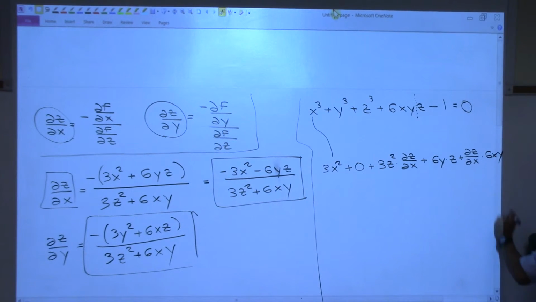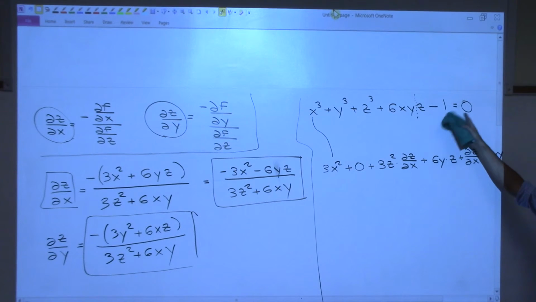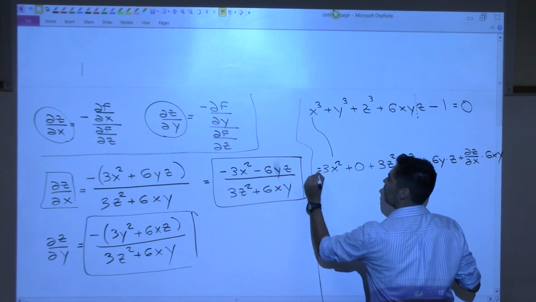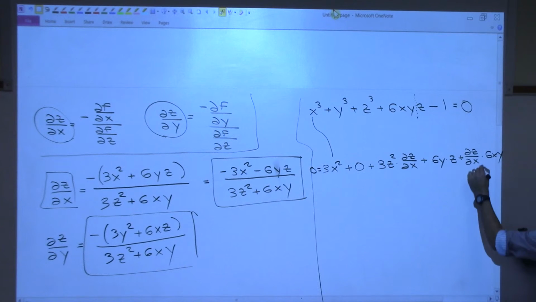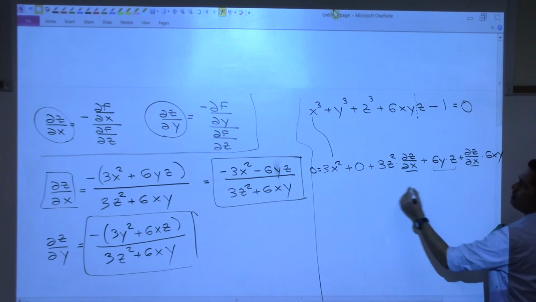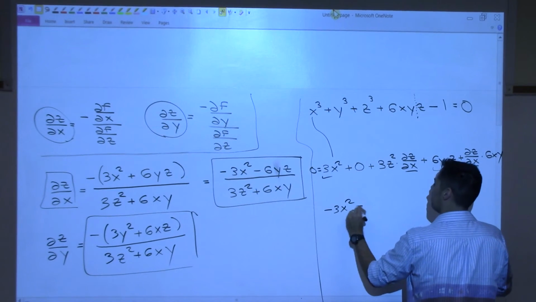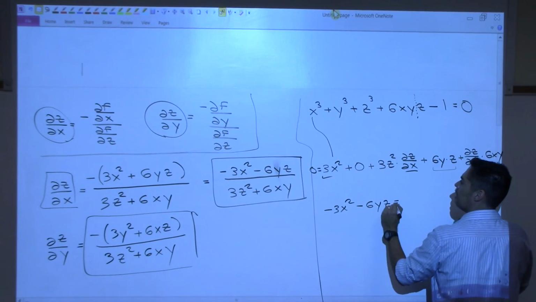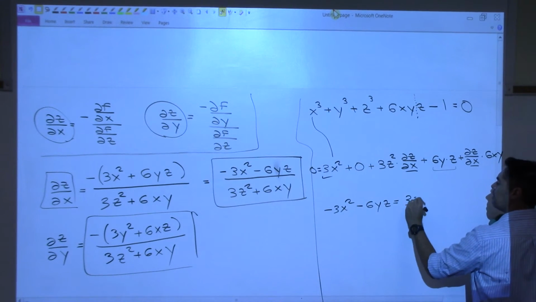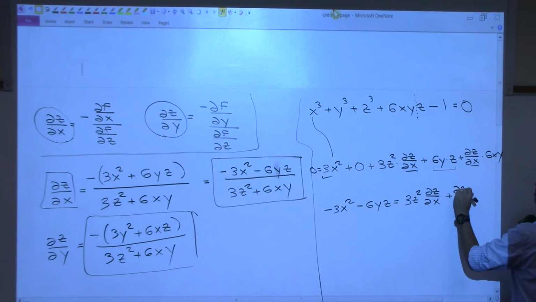I'm going to run out of room. Do you understand that that was product rule right here? And then derivative of negative 1 is 0, equals 0. Now let's isolate these. So everything that's not those to the other side, which is what? This piece and this piece. Let's take it to the other side. So that would be negative 3x squared minus 6yz equals whatever was left over here, 3z squared partial z with respect to x plus partial z with respect to x.